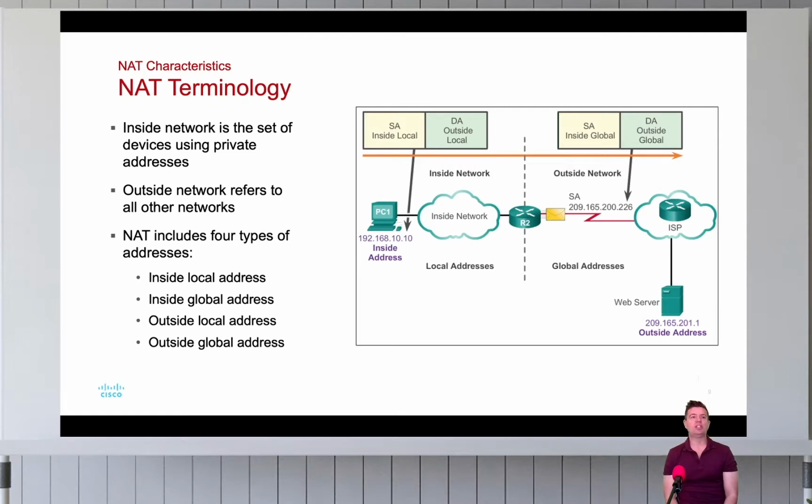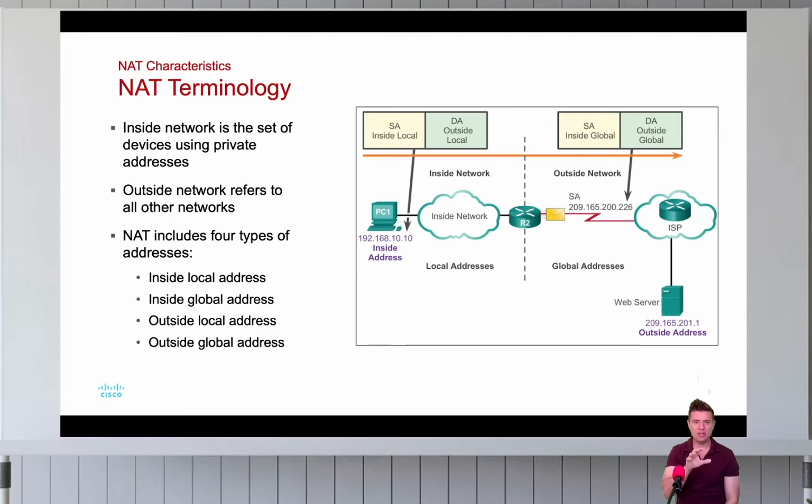So, NAT terminology. The inside network is the set of devices using private addresses. Basically, the inside network is your organization's local network. The outside network refers to basically anywhere else. So inside is us, outside is everyone else. With that terminology, it includes 4 types of addresses. We have an inside local address. That is our private addresses on the inside of our network.